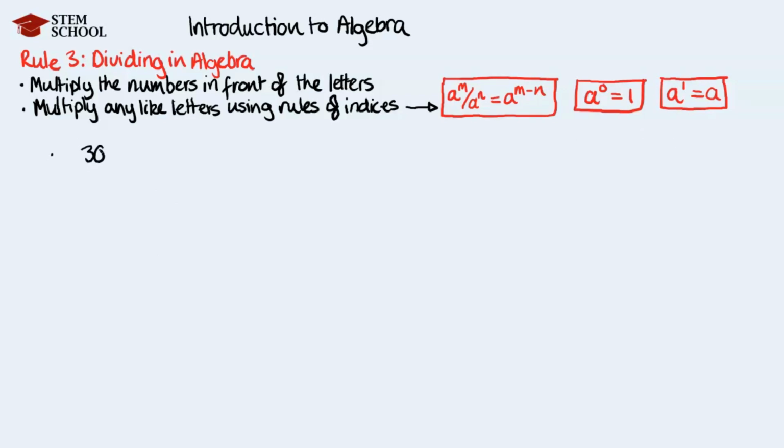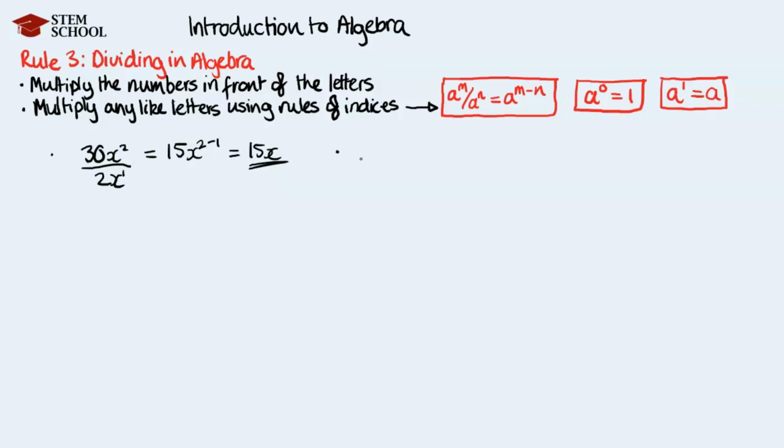We'll do 30x squared, and we're going to divide that by 2x. Following this rule, you just divide the numbers in front of the letters, so 30 divided by 2 is 15. Now we're going to deal with the letters. Here we need to use the rules of indices, and we've got like letters. So it'll be 15x to the power of 2 take away 1, because we're having a 1 here. And then this will just be 15x as a final answer.